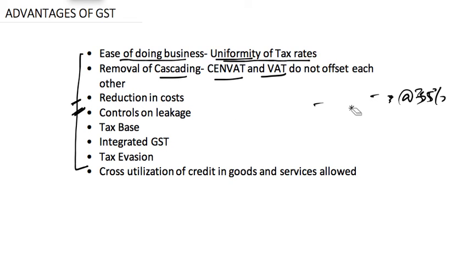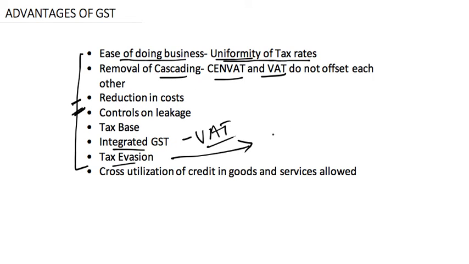Next is integrated GST. We have already talked about integrated GST and how it is an improvement over the older system of VAT. Tax evasion. Tax evasion happens when people stop paying taxes. We have talked about this. Tax evasion is reduced because people start using bills to purchase and sell goods and services because they start thinking that it will be in their advantage if they start buying goods and services by paying the taxes that they are required to pay.